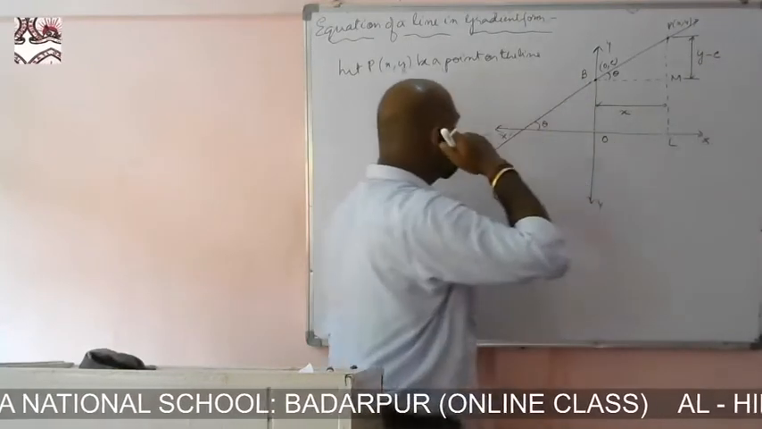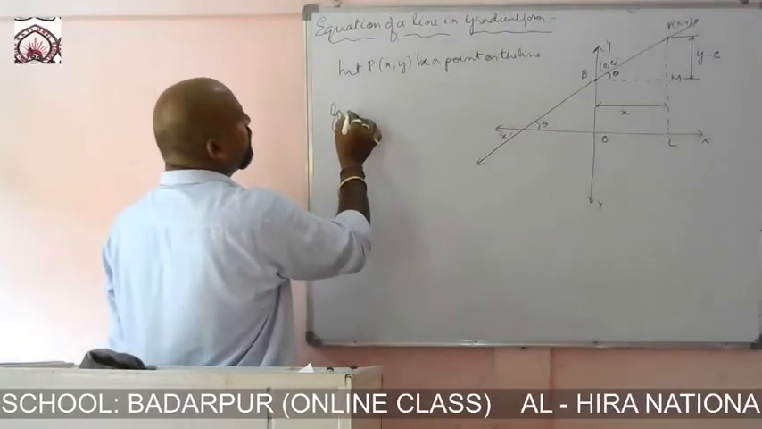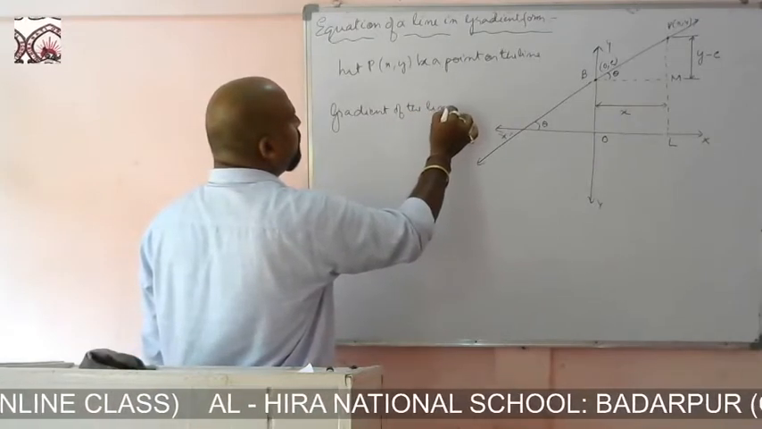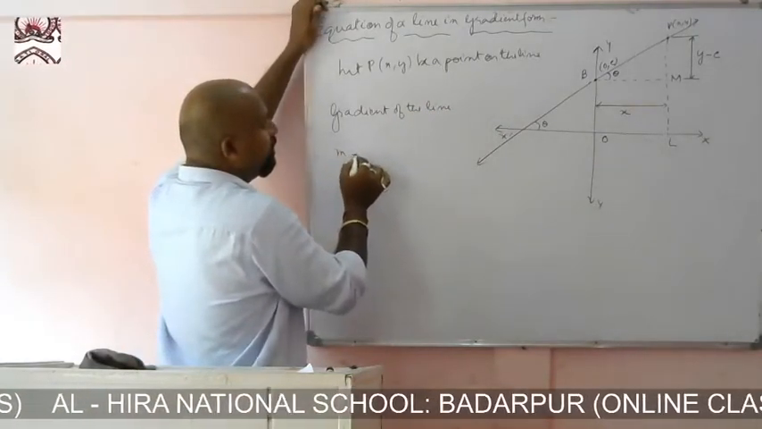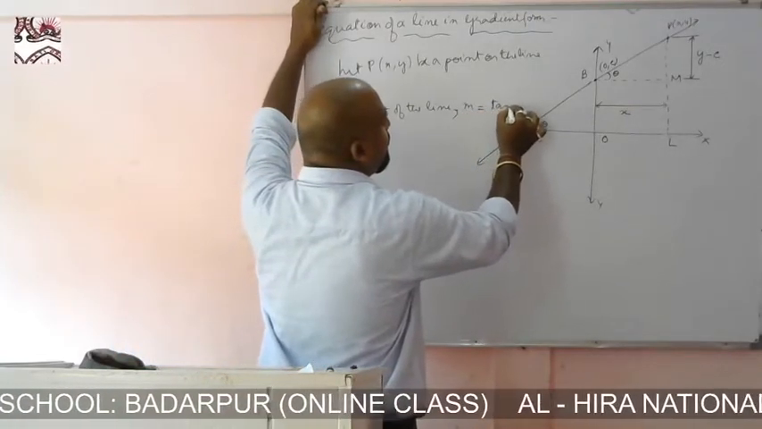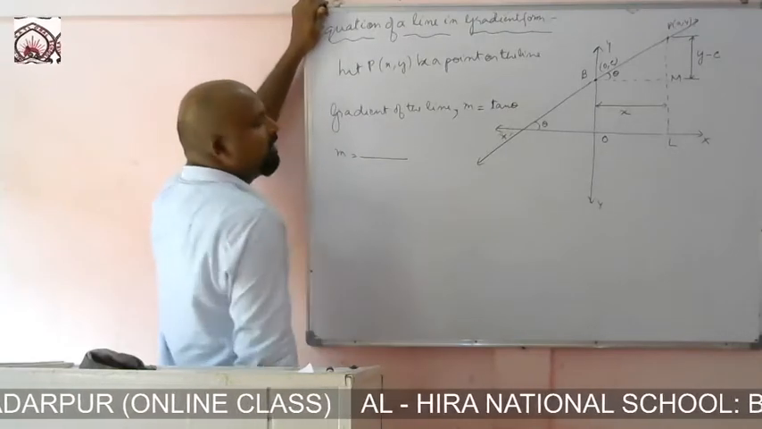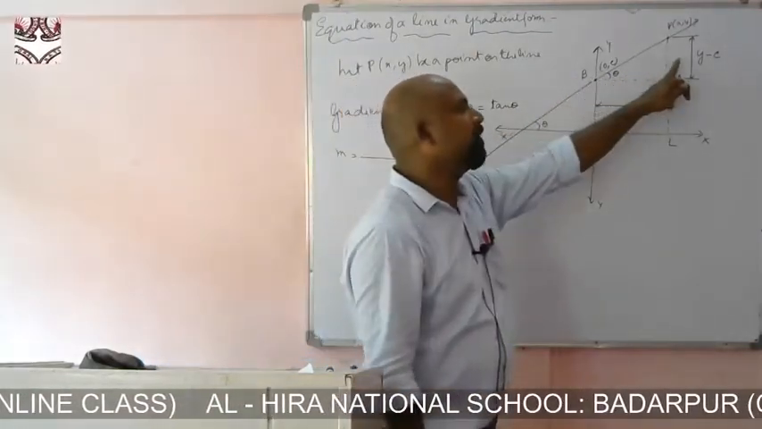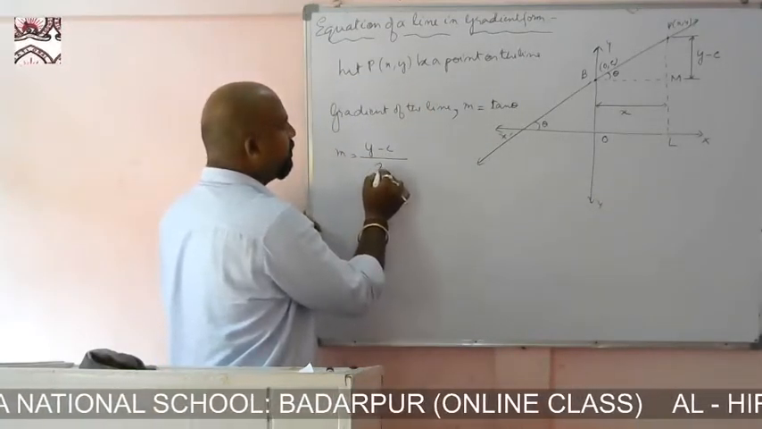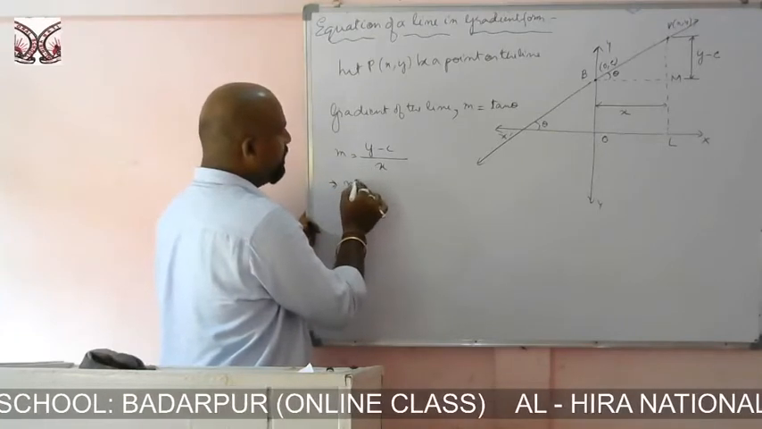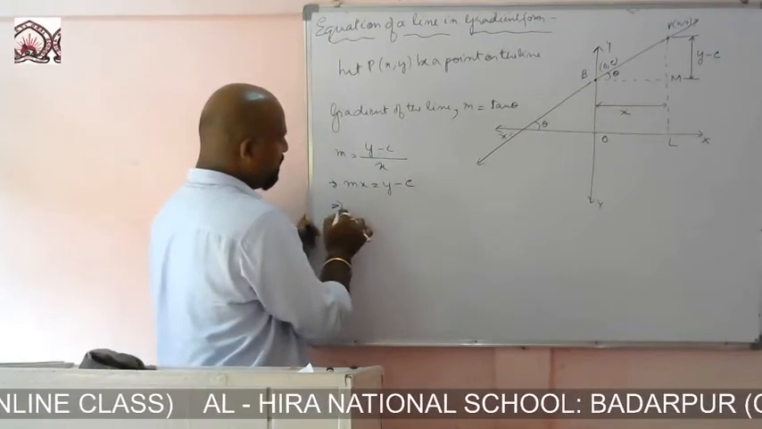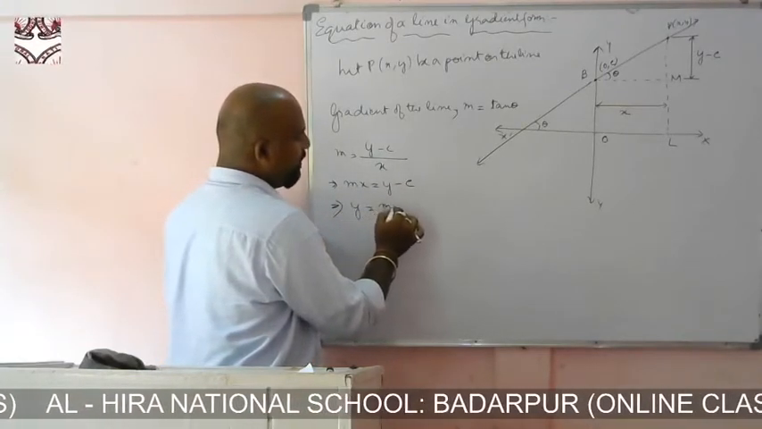Now we know the gradient of the line is m, equal to tan theta. So m equal to tan theta. Tan theta is nothing but perpendicular by base. The value of perpendicular is y minus c, base is x. Now if I do cross multiplication, m into x equal to y minus c. Then what we are getting? y equal to mx plus c.